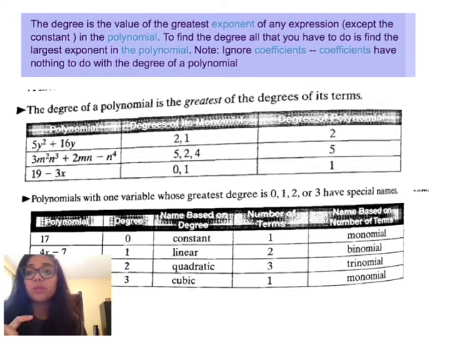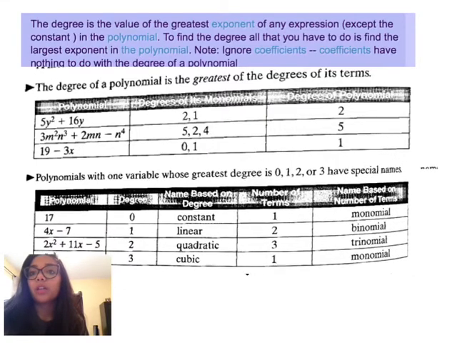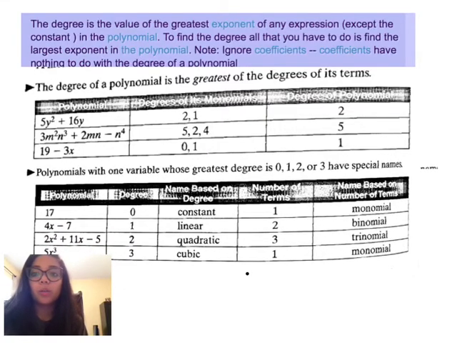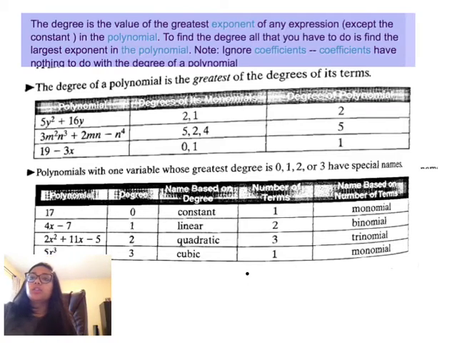Okay, so the difference between what we just did and what we're about to do is that they were all monomials. These are polynomials that are not a monomial, so like a binomial or trinomial. That's what we're looking at now. So whenever there's just one term, you can just add them all. When there's two terms, then you have to do it this way. So the degree is the value of the greatest exponent. So 5y squared plus 16y. The degree of its monomials is 2.